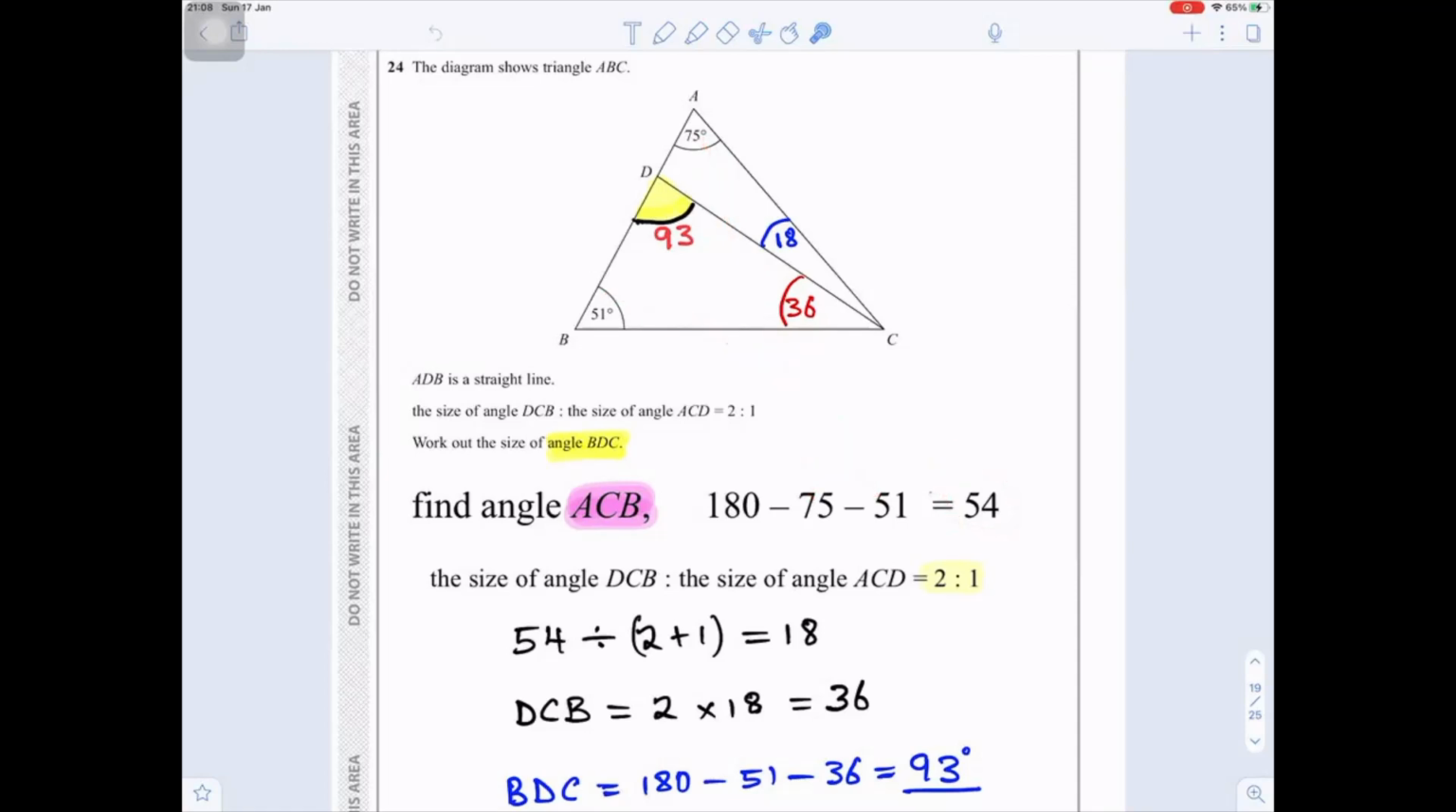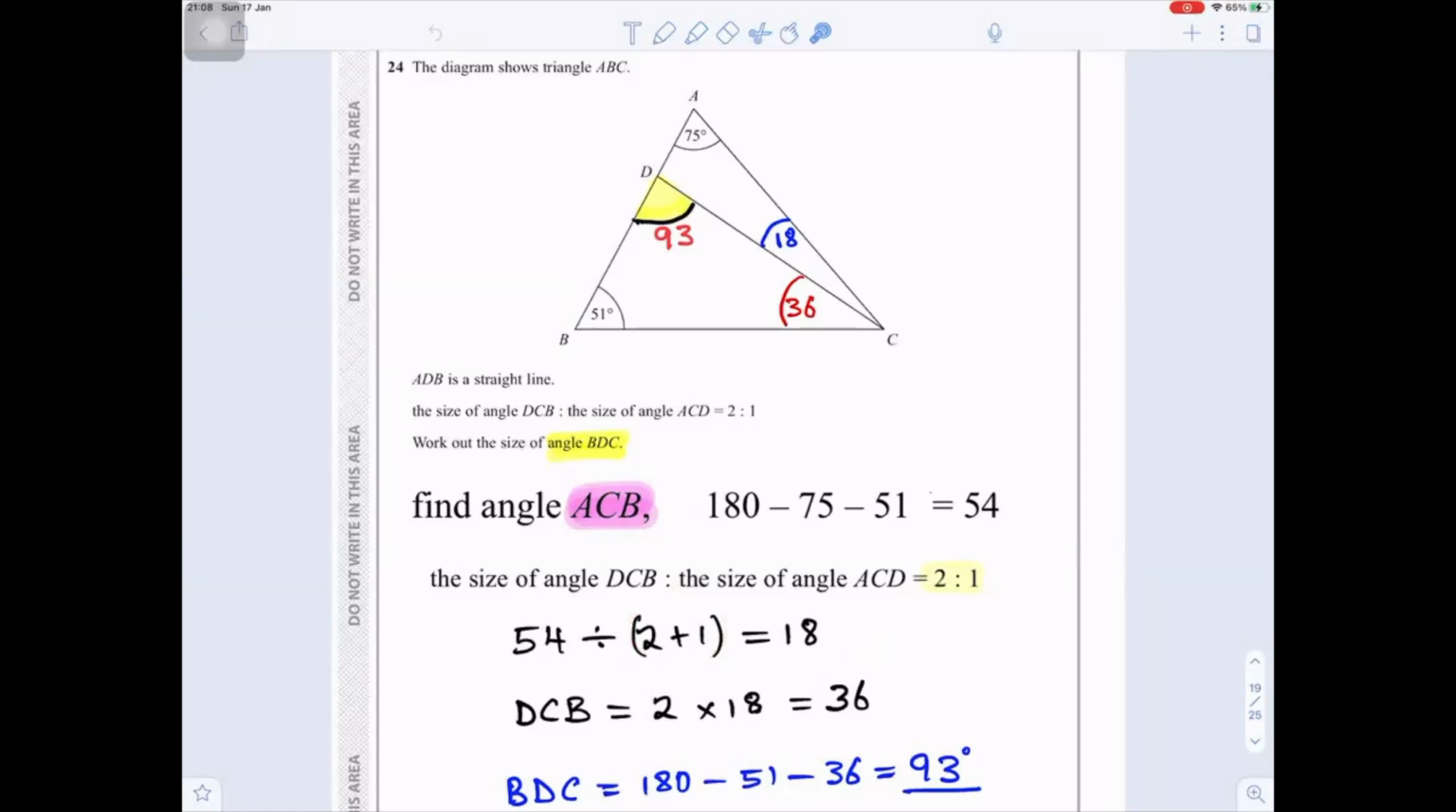Now, we need to share that 54 in the ratio 2:1. So the size of angle DCB is to the size of angle ACD is 2:1. So 2 plus 1 gives you 3. So 54 divided by 3 is 18.